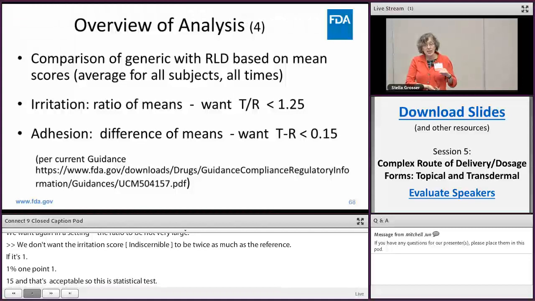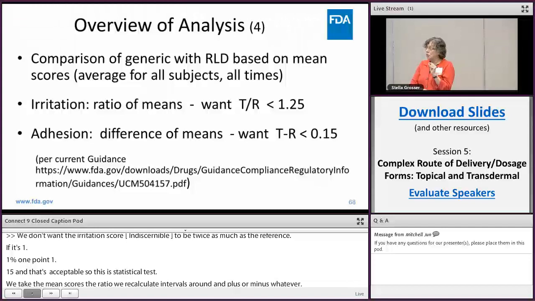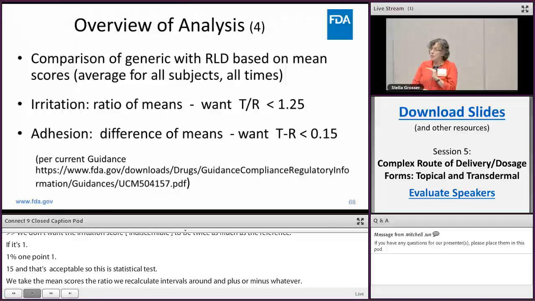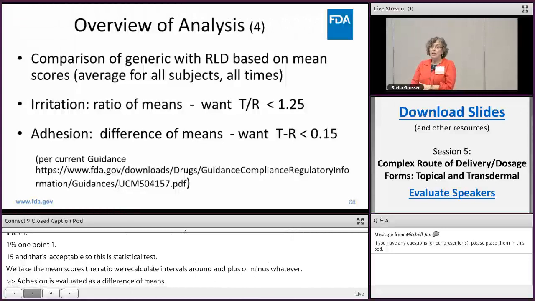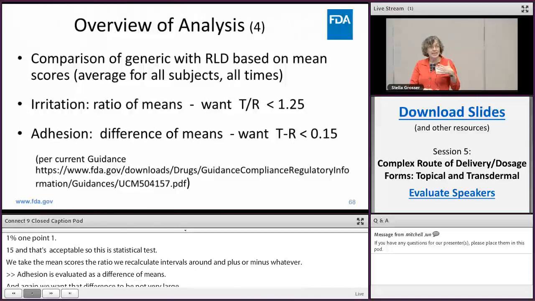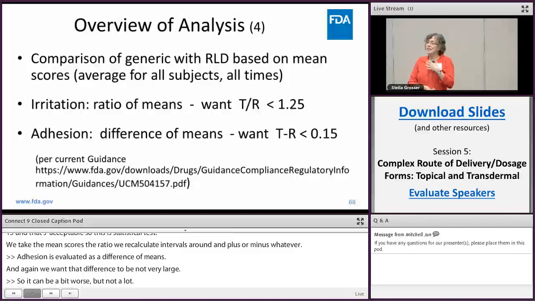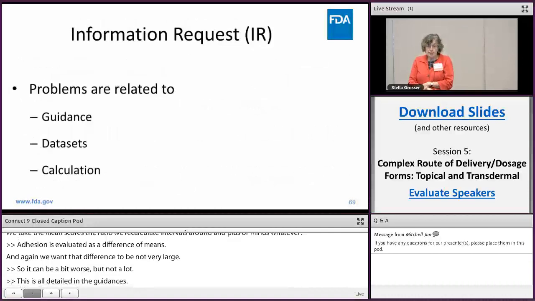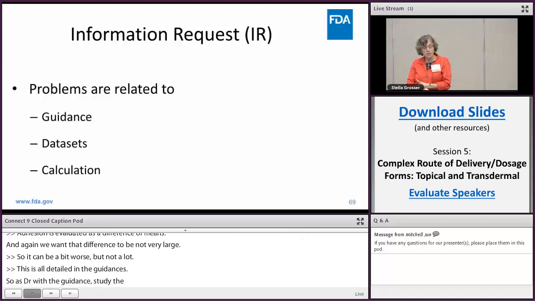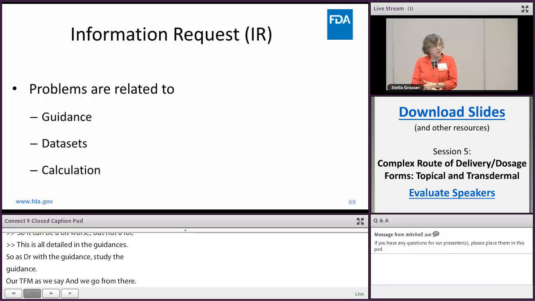Adhesion is evaluated as a difference of means. And again, we want that difference to be not very large. It could be a little bit worse, but not a lot. This is all detailed in the guidances. And so as Dr. Fan said, look at the guidance, study the guidance, RTFM, as we say in other businesses, and go from there. The information requests that we send out in the course of review are related to guidance deviations, to data set problems, and to some calculation problems.